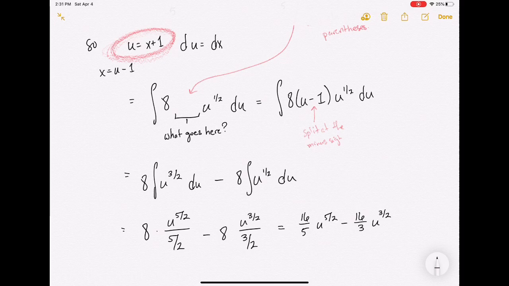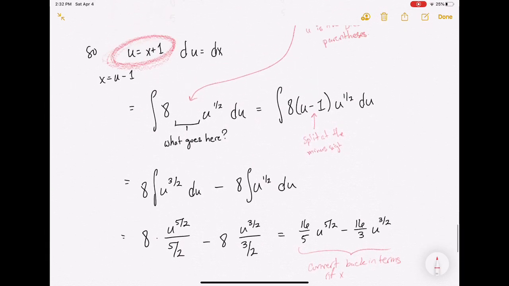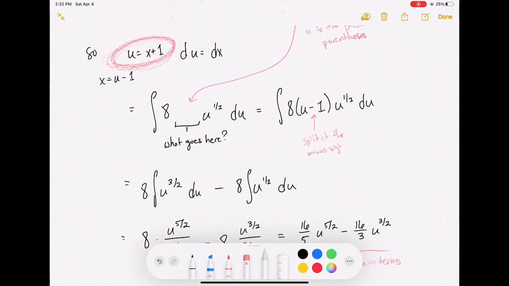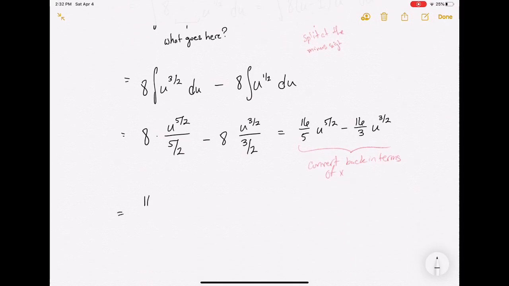And we're almost done. We want to convert back in terms of x. Unless we want to change our bounds, if this is a definite integral, we can change our bounds, or we can convert back in terms of x. And I'm going to convert back in terms of x. So u is x plus 1. We can see that at the top there. If u is x plus 1, then this is really 16/5 (x plus 1) to the 5/2 minus 16/3 (x plus 1) to the 3/2.